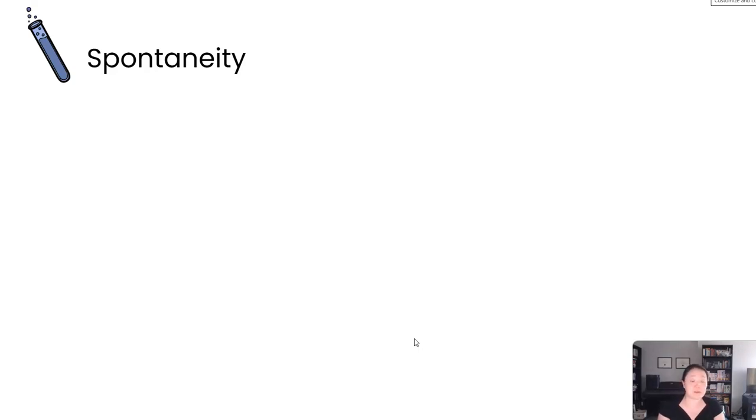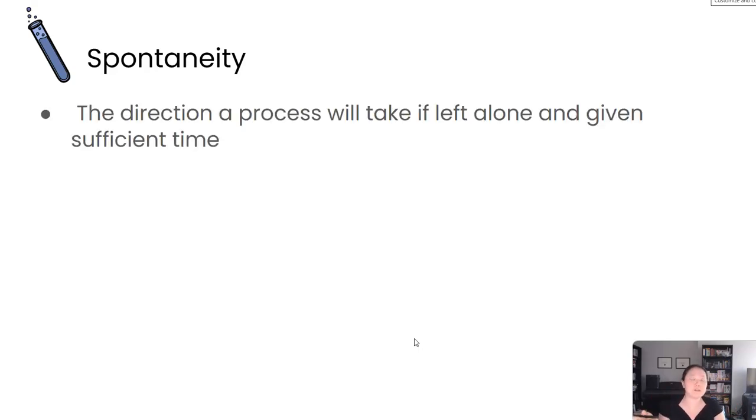Whereas in other cases, you can put a bunch of things together and they will happen because of E0 values or because something is more reactive or less reactive than something else. So spontaneity has to do with, if you take this thing, will it react on its own or not?